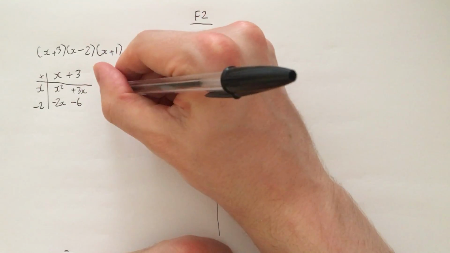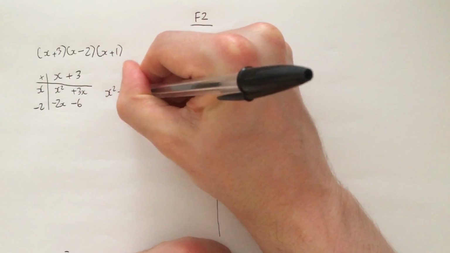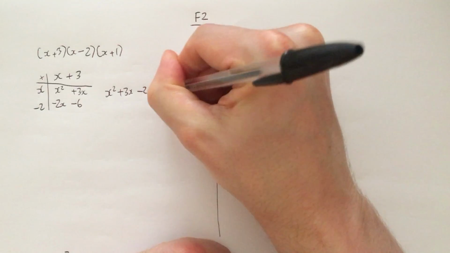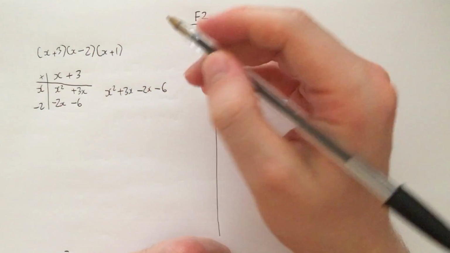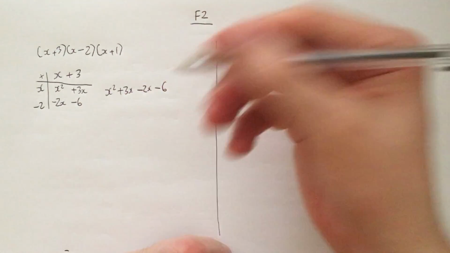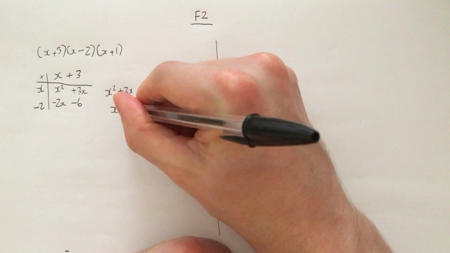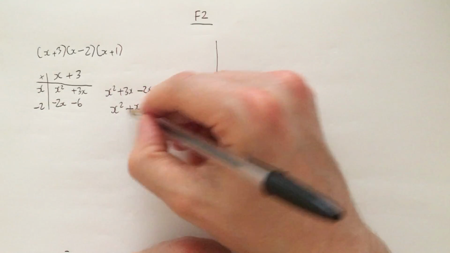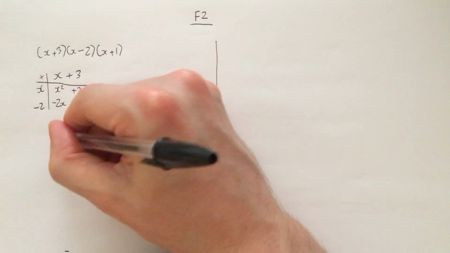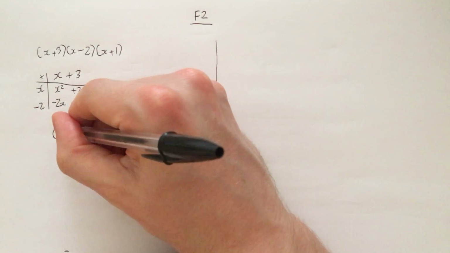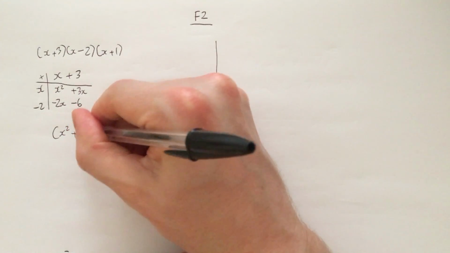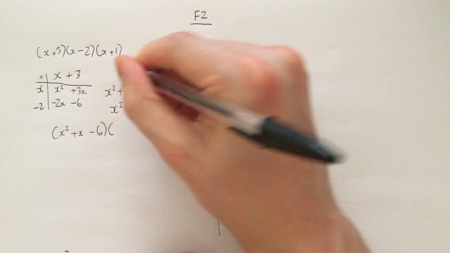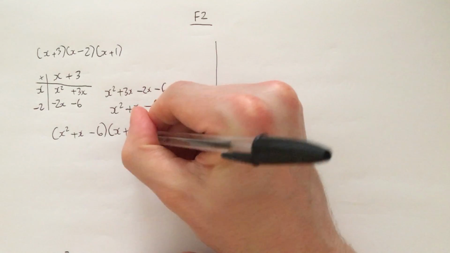Okay. X squared plus 3x minus 2x minus 6. 3x minus 2x is just x, or 1x. But I'm going to put x. So x squared plus x minus 6. Okay, so that's the first two brackets done. I'm now going to put that in its own big bracket, plus x minus 6, and then include the third bracket there, so x plus 1.